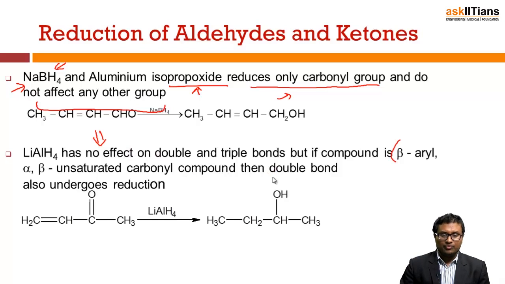For example, this carbon is the alpha carbon and this is the beta carbon, because it is attached to the functional group. So what is happening here, if you have a beta aryl and this is an alpha beta unsaturated carbonyl compound, then lithium aluminium hydride reduces the alpha beta unsaturated carbonyl compound. That means this can be reduced and this can also be reduced to give an alcohol.